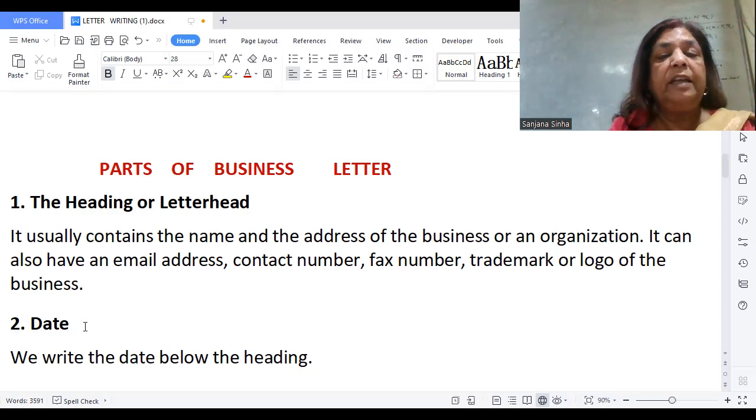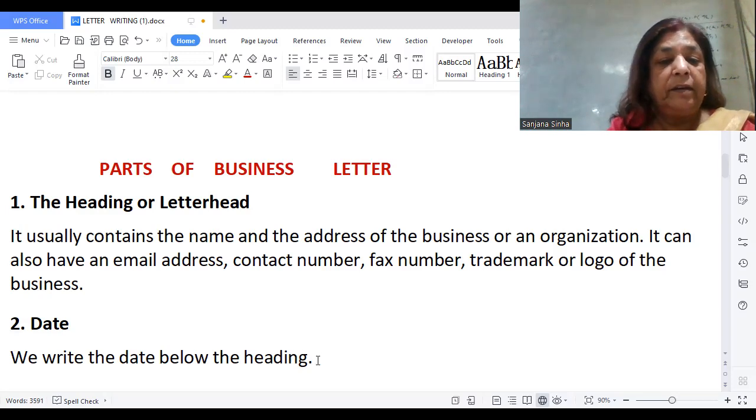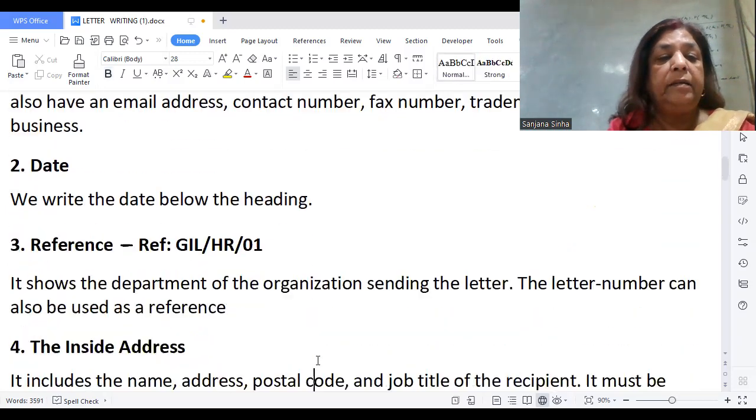Secondly, we leave a space after the heading and then we write the date. So if you're writing any kind of professional letter, you write your name, your address, you leave a space. See, format is very important. And then you write the date below the heading.